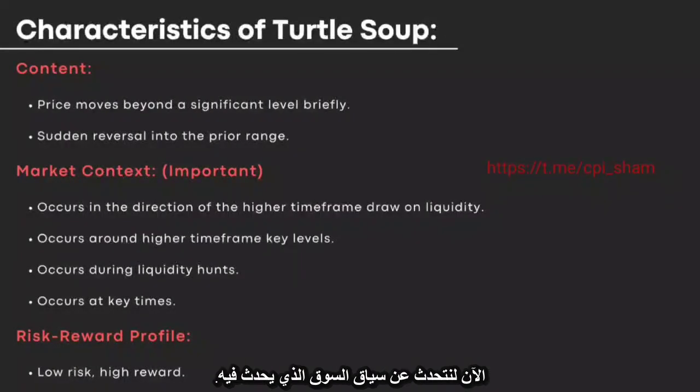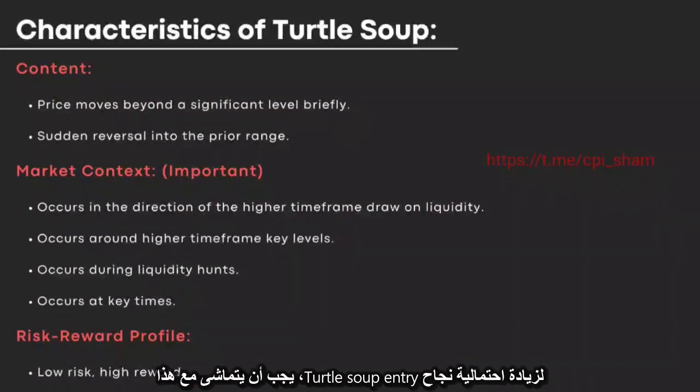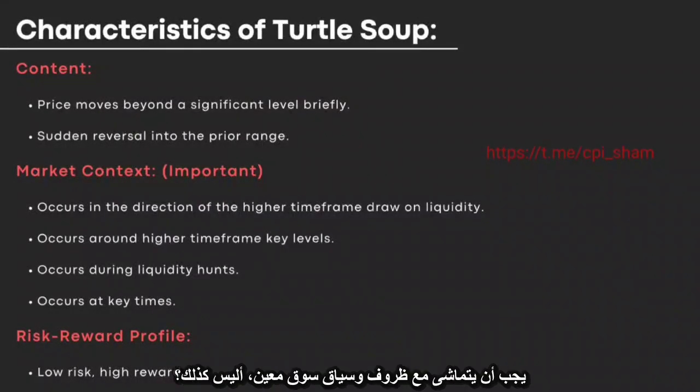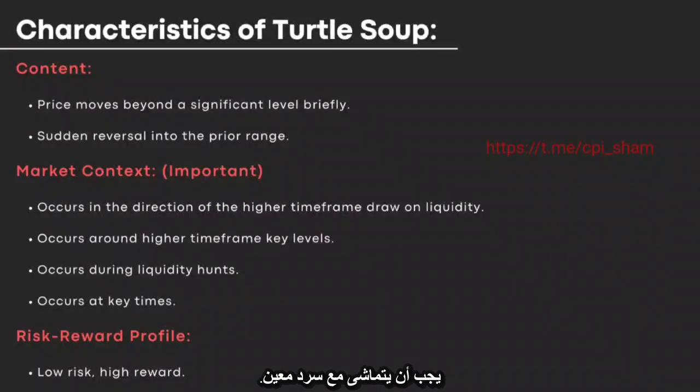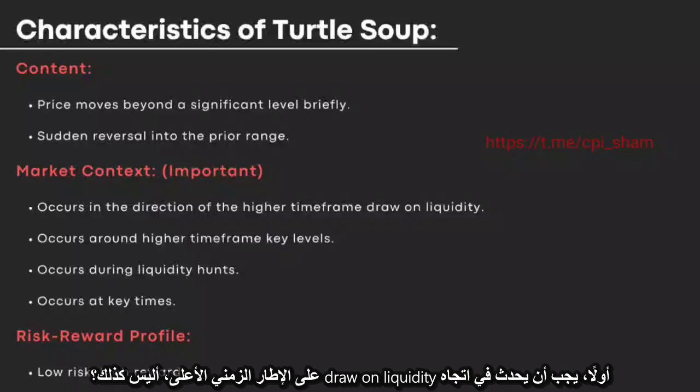Now let's talk about the market context in which it occurs. Where and when does a turtle soup occur? That's the question. So to increase the probability of success of a turtle soup entry, it must align with specific market conditions and context, right? And it must align with a specific narrative. Number one, it should occur in the direction of the high time frame drawn liquidity, right?